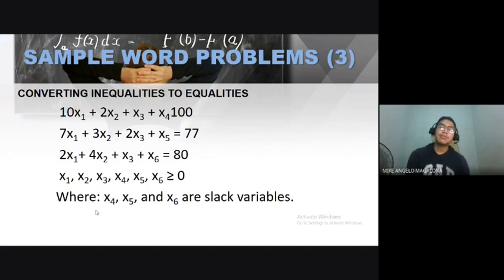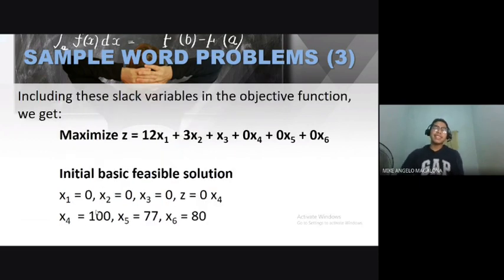Hence, x sub 1 up to x sub 6 are all greater than or equal to 0, where x sub 4, x sub 5, and x sub 6 are slack variables in this problem. Including these slack variables in the objective function, we get maximize Z, which is 12x sub 1 plus 3x sub 2 plus x sub 3 plus 0x sub 4 plus 0x sub 5 plus 0x sub 6.